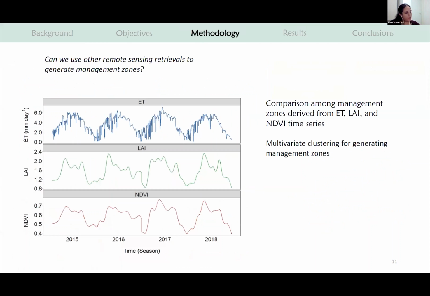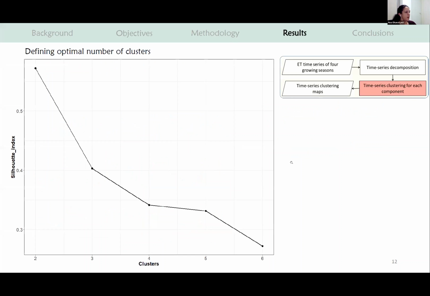So after that, we took ET and LEI and NDVI, which, this is just an example of a specific pixel again, and we wanted to know whether we get similar results regarding management zone maps. And also we wanted to know whether we can use all these variables to generate a multivariate clustering management zone map. So for the results.